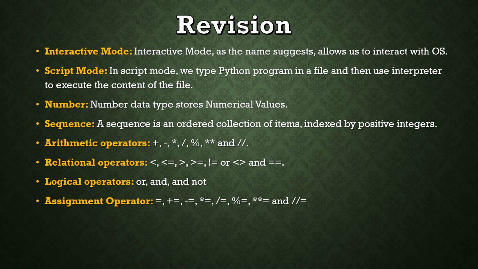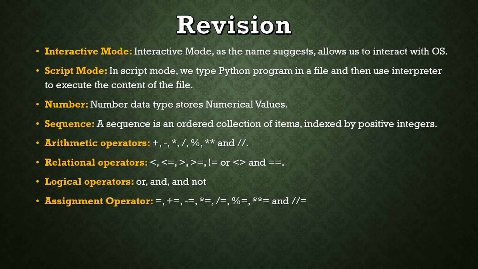And numbers, the number data type stores numerical values. And then a sequence is an ordered collection of items indexed by positive integers. Next, arithmetic operators: plus, minus, star, division, modulus operator, and then floor division operations, etc. Relational operators, less than, greater than, etc., result either true or false. And then logical operators: and, or, not. These 3 operators also result either true or false, or 1 or 0.